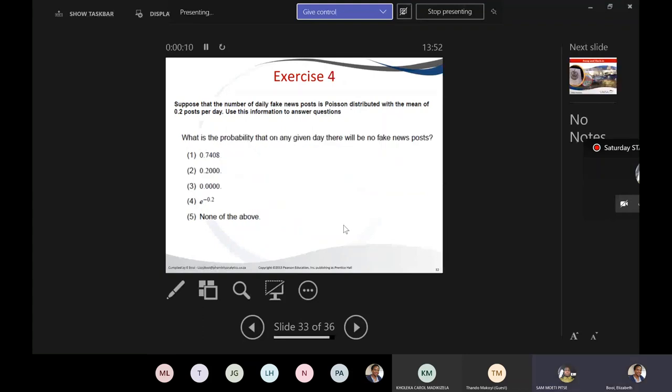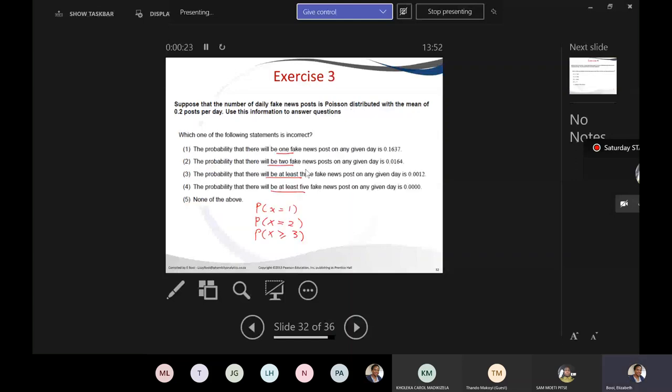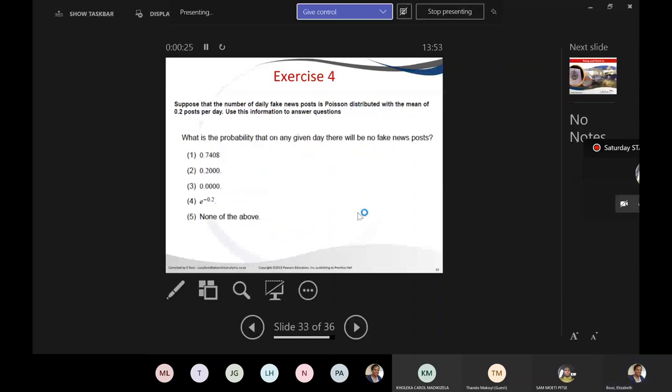Those who are done, try and answer this one as well. I think it will be the same as... No, it's not going to be the same as any other. Try and answer number 4 as well.